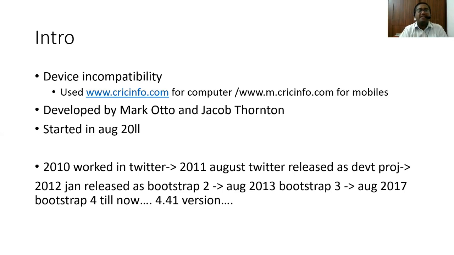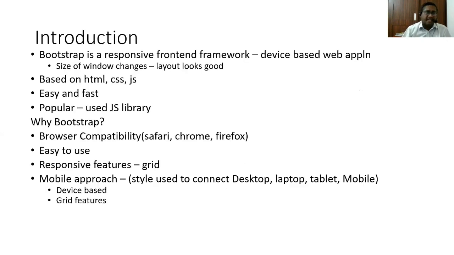Nowadays, everything is combined, and this Bootstrap was developed by the authors Mark Otto and Jacob Thornton. It was initialized in the year 2010 and used in Twitter, and released in 2011 as a project development of Twitter, and later different versions were released in 2012, 13 and 17. Nowadays, the current version is version 4, which we are using till now. And what is the major theme of this Bootstrap? It is a device-based web application responsive front-end framework based on HTML, CSS, and JavaScript. It is easy and fast for creating a JavaScript library.